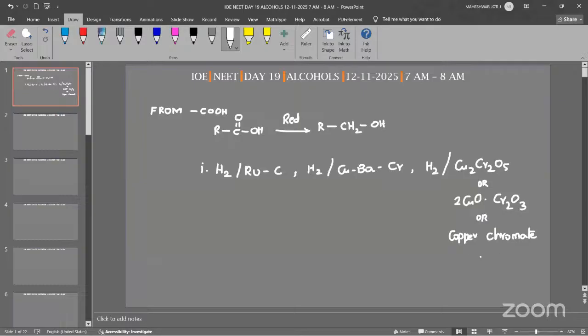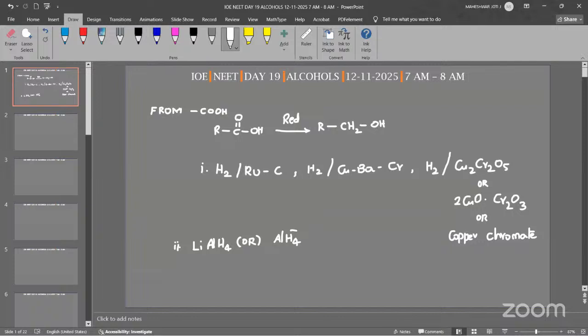Now, see, another one is another reducing agent, lithium aluminum hydride. Lithium aluminum hydride reduces carboxylic acids into alcohols, right? Whereas sodium borohydride is not possible. Sodium borohydride cannot reduce carboxylic acids into alcohols. See, lithium aluminum hydride, it may give LiAlH4 or AlH4 minus.